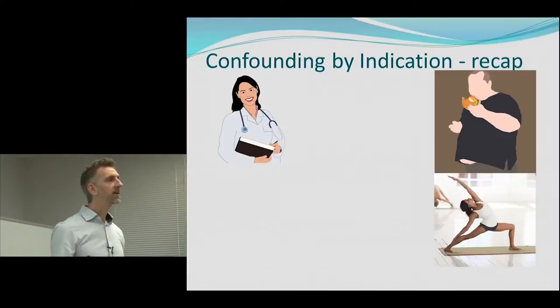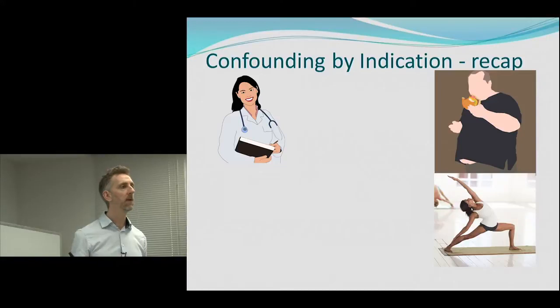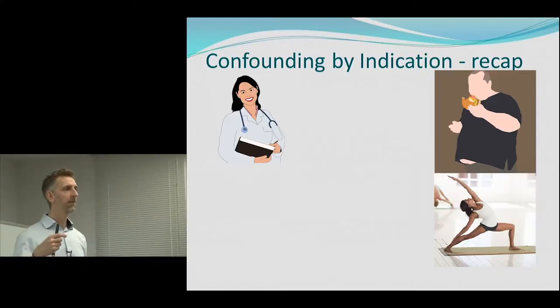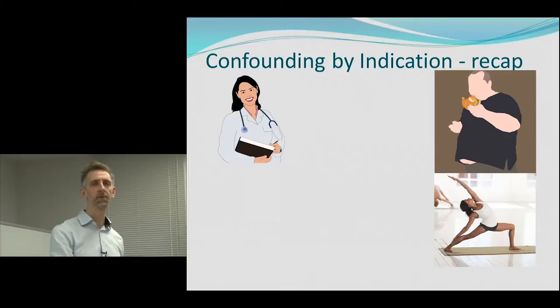So again, to recap, confounding by indication. It's all about differences between people and how those differences are associated with the reason why we give some people one treatment and other people either no treatment or different treatments.